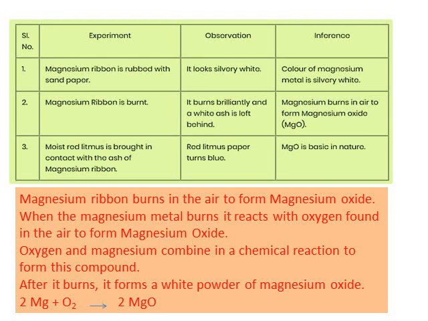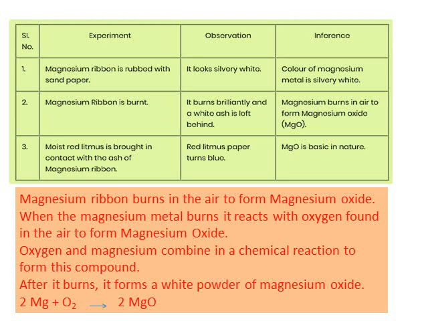So what is the inference? Color of the magnesium metal is silvery white. Then after that, second experiment, magnesium ribbon is burnt. With the help of tongs, as you see in the diagram. So what is the observation? It burns brilliantly and a white ash is left behind. So the solid magnesium ribbon burns brilliantly, and after burning it leaves a white ash. Okay, the white ash can be collected after burning.